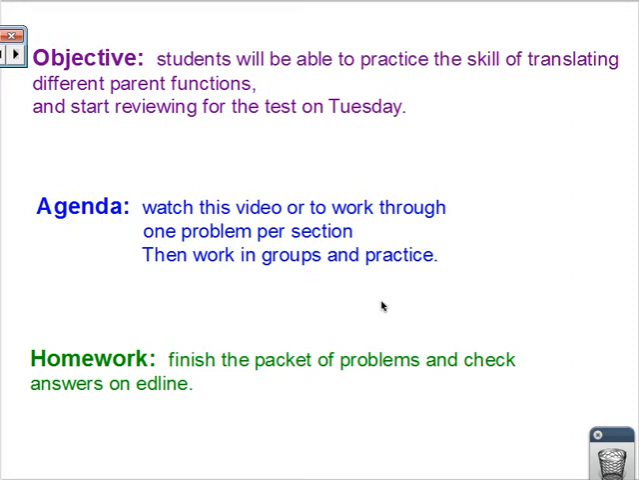Hello class. Today we are going to look at, well, hold on. We're not going to learn anything new. Our objective is that you're going to be able to practice the skills of translating different parent functions and start reviewing for the test on Tuesday.